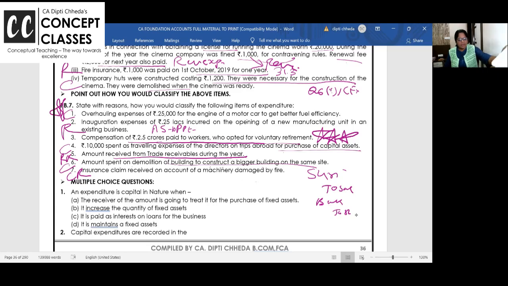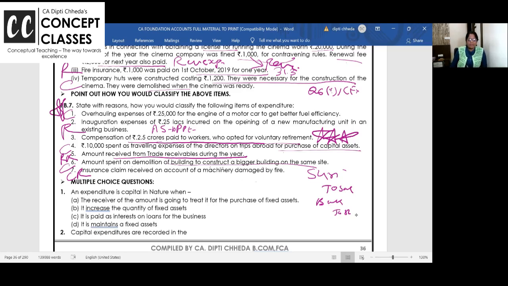Renovation expense. What will it be? I'm checking some other questions. So where will you take the renovation expense? Capitalize. Very good. Capitalize in the books.